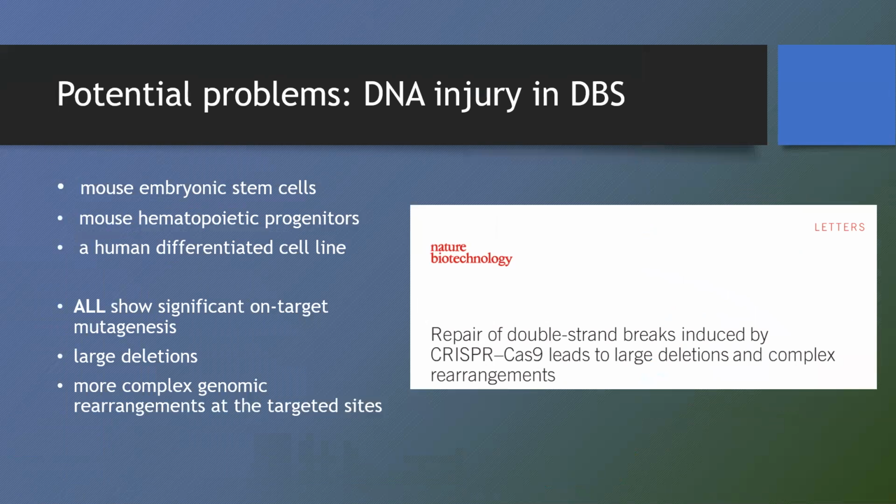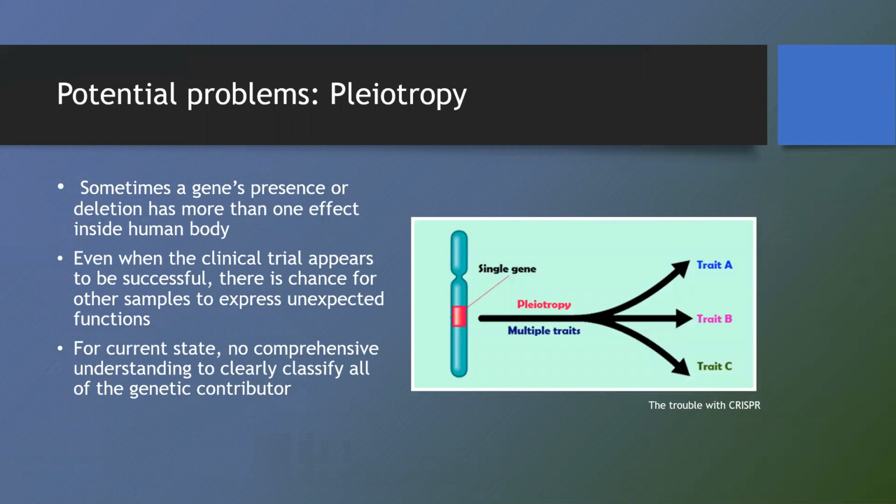Then it's about pleiotropy. This word means a single gene could have multiple traits in different states, or in a simpler way, a gene's presence or deletion has more than one effect inside the human body. No one could 100% guarantee that the corrected gene could last forever without turning into something else and expressing unexpected functions. Assuming you want trait A and you indeed succeed in transforming it, you could not ensure that it is intact without changing into trait B or trait C.